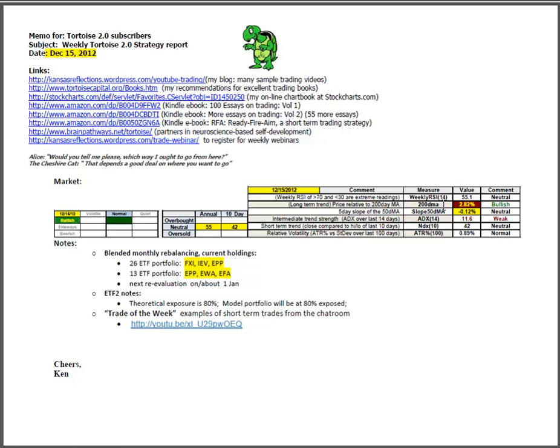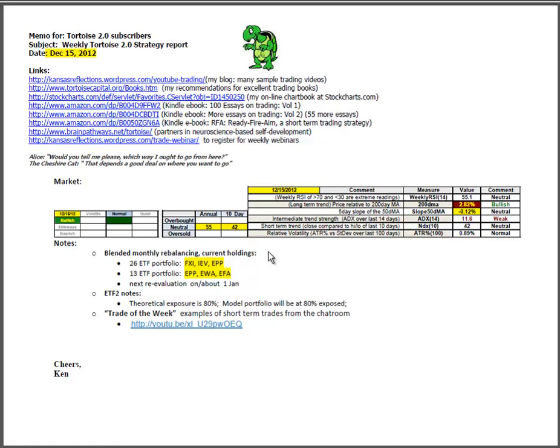Percent stretch relative to the 200-day moving average is red bullish at 2.82%, so we're 0.82% away from sideways markets. Slope of the 50-day moving average is yellow neutral at minus 0.12. ADX is at a very low 11.6, so non-trending market. Volatility measured by ATR percentage remains under 1 at 0.89%.